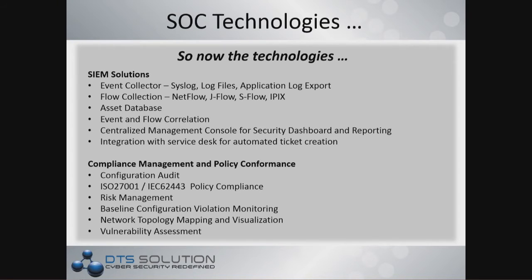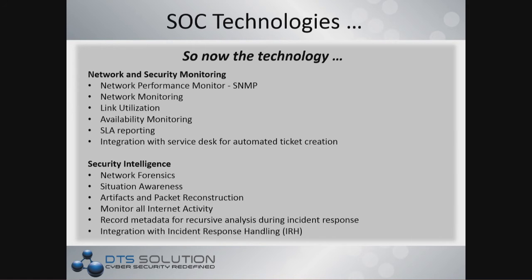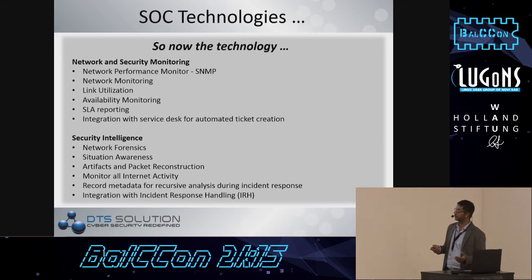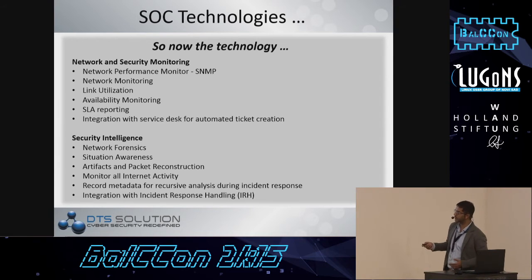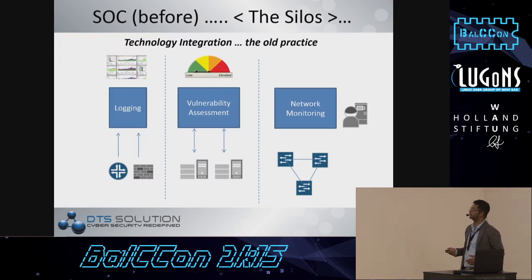These are international standards that should be used as a benchmark to be compliant and to give the organization security assurance that they are at least meeting the minimum security baseline. Network security monitoring, SNMP, link utilization, this is also very important. If an interface goes down, it could impact security from a business continuity perspective. And security intelligence, like network forensics, situational awareness, artifacts, capturing packets to be able to reconstruct them, etc.